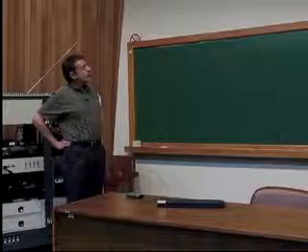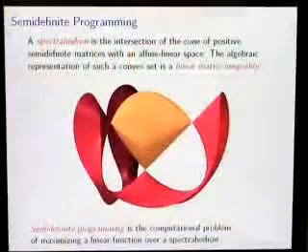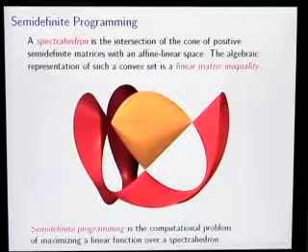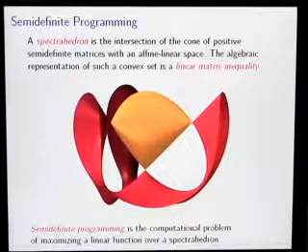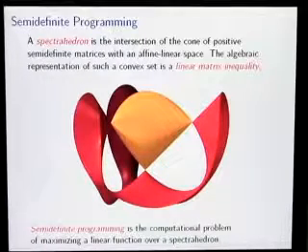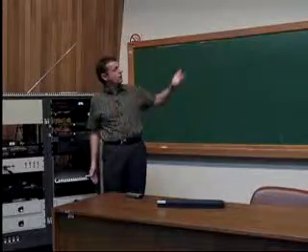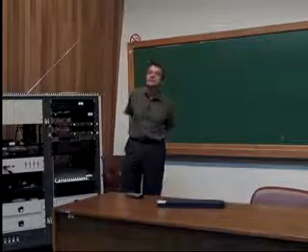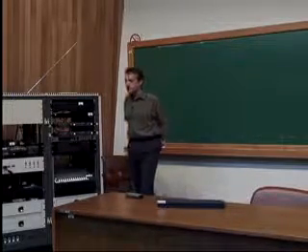Now, the algebraic representation of a spectrahedron, as I said, is called an LMI. It's a linear matrix inequality. And semi-definite programming is the computational problem of maximizing a linear function over a spectrahedron. So a spectrahedron is the intersection of the positive semi-definite cone with an affine linear space. The intersection is a convex body. And if you want to maximize a linear function over this, this is called semi-definite programming.